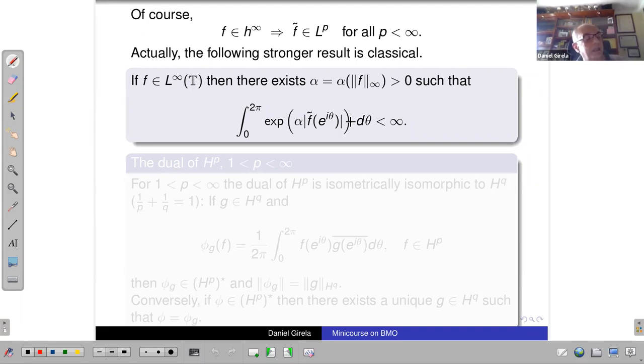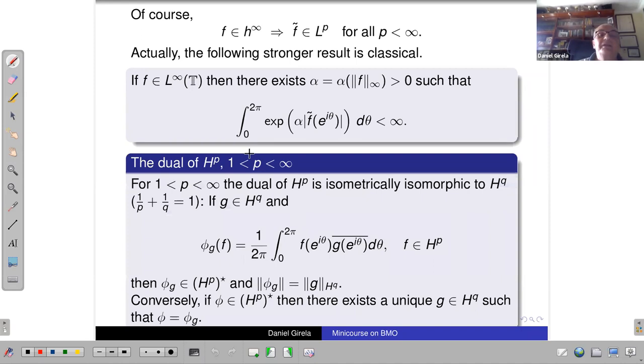So this is what is known, a classical result for the conjugation operator acting on L infinity. The other result that I said was quite important in the theory of Hardy spaces was the duality theory. You all know the duality theorem for Hardy spaces. When P is between 1 and infinity, the dual of HP is isometrically isomorphic to HQ, where Q is the conjugate exponent to P.